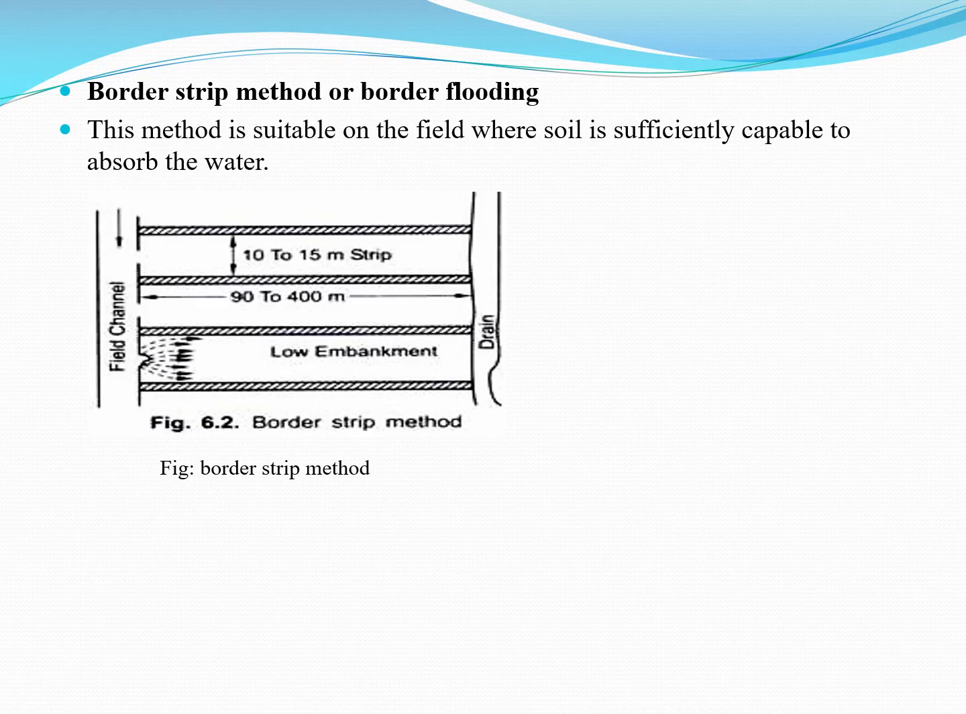Okay, so between those two embankments, this surface should be properly leveled, and due to this, it helps in covering the entire width of the strip. There is a general surface slope from the opening to the lower end. The surface slope from point 2 to point 5 is generally adopted, and this method is suitable on fields where soil is sufficiently capable to absorb the water and to divert that water into the strip.